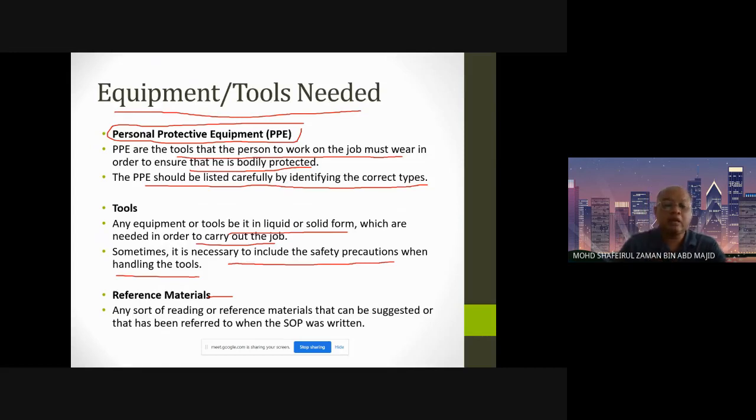And lastly, we have the reference material here, and it is actually any sort of reading or reference materials that can be suggested or that has been referred to when the SOP was written. In this context, let's say when you are preparing the SOP, you are referring to a manual to help you in preparing the SOP. So in this case, for reference materials, you need to state what are the materials that you use in order to prepare the SOP.